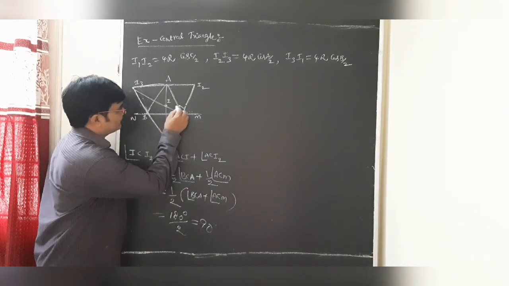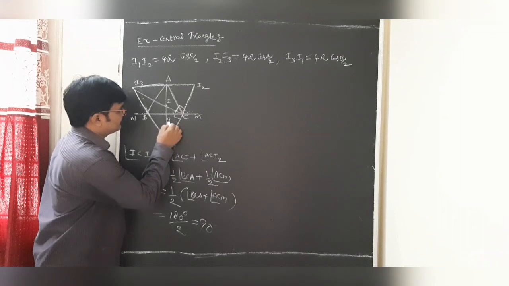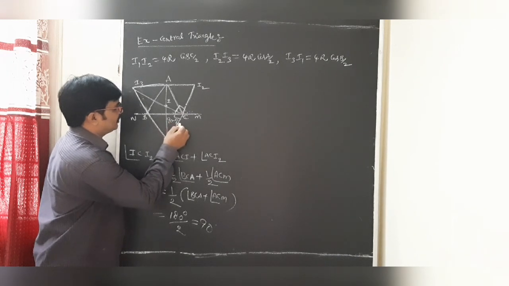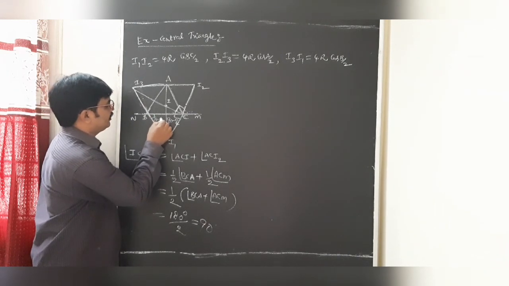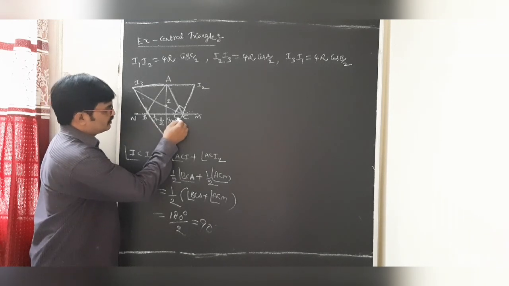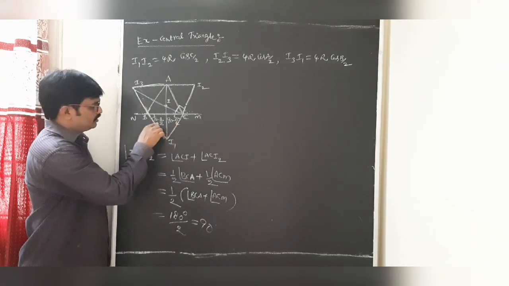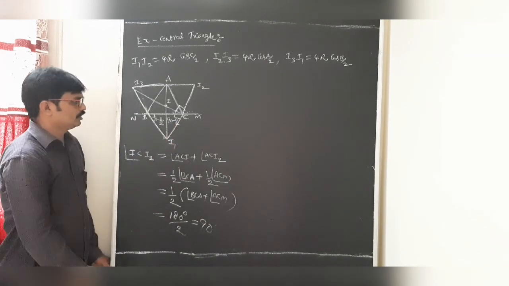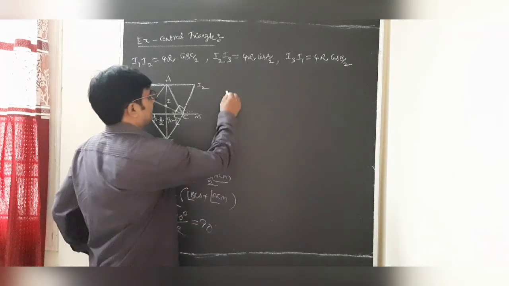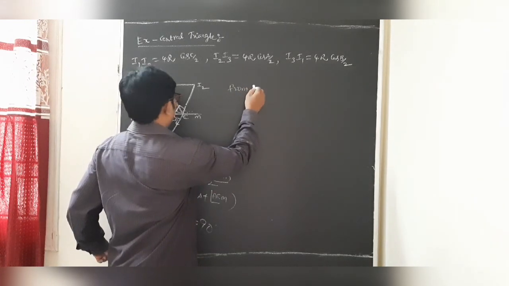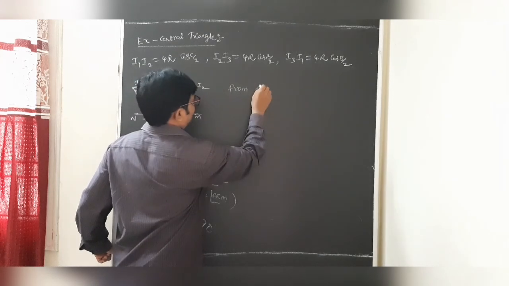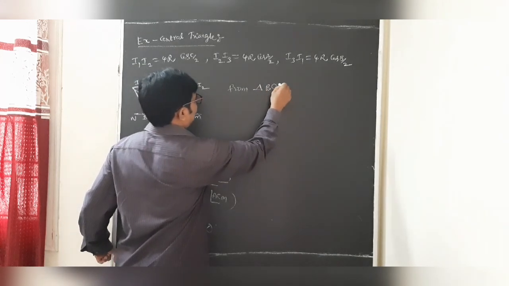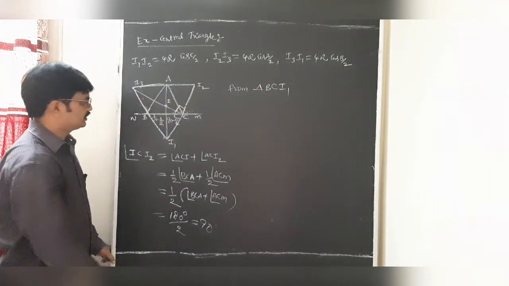We know this is C by 2, and this is also C by 2. This is 90 minus C by 2, and this one is 90 minus B by 2. Similarly, this is 90 minus C by 2 and this is also 90 minus B by 2. Now students, from the triangle BCI, what do we observe?